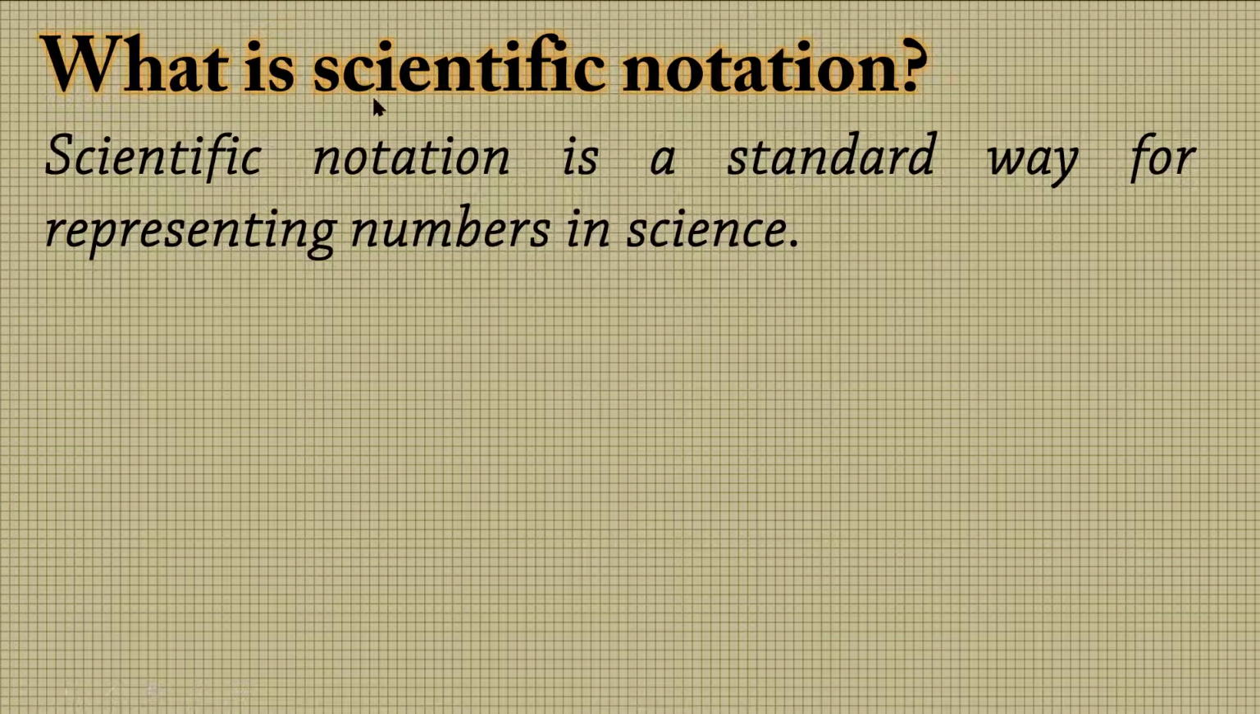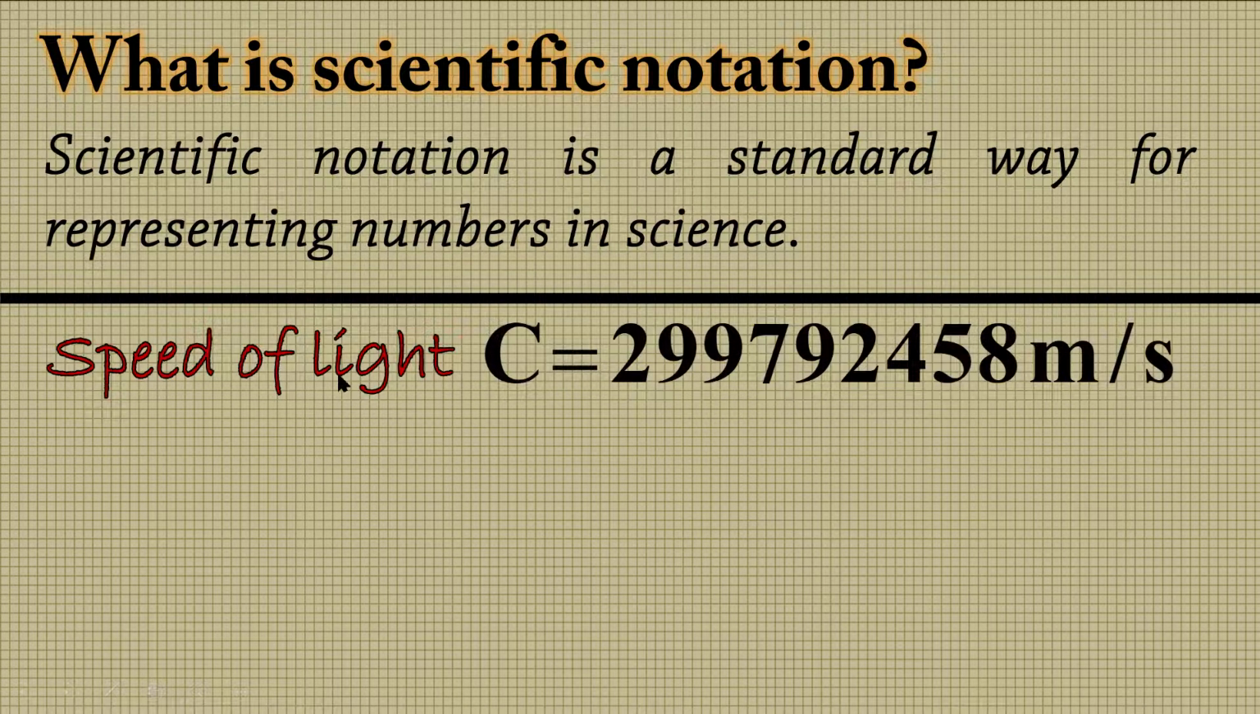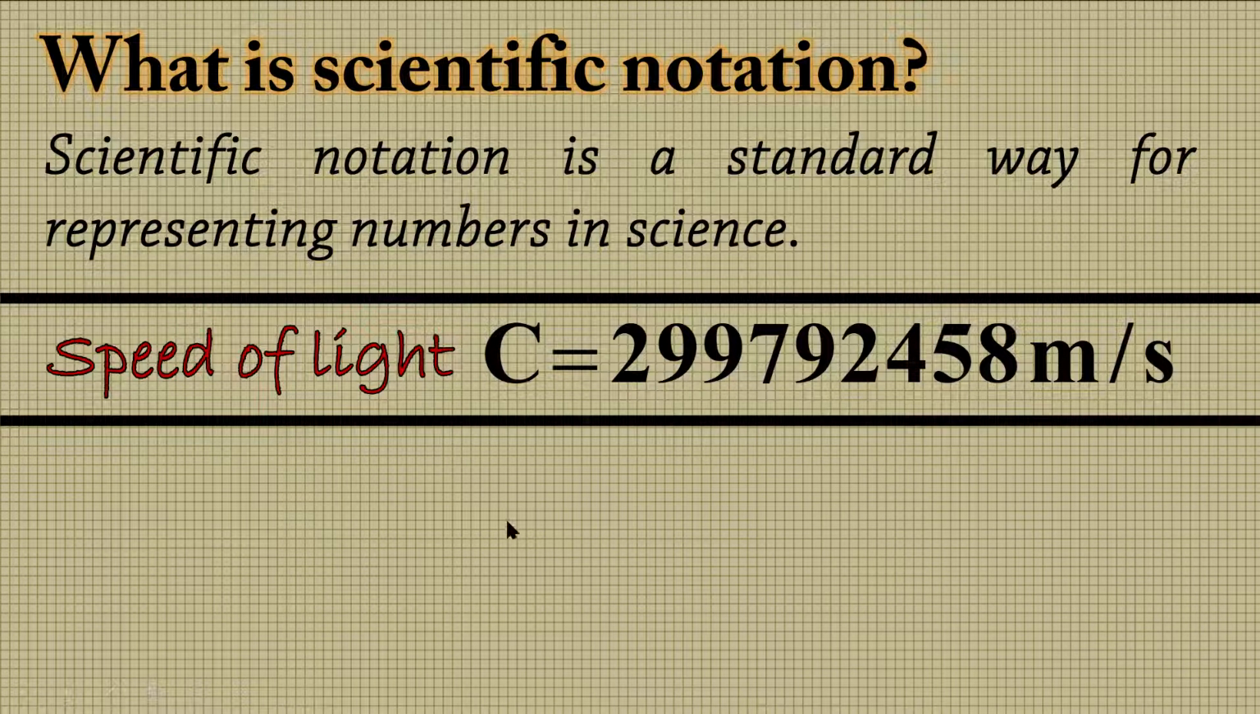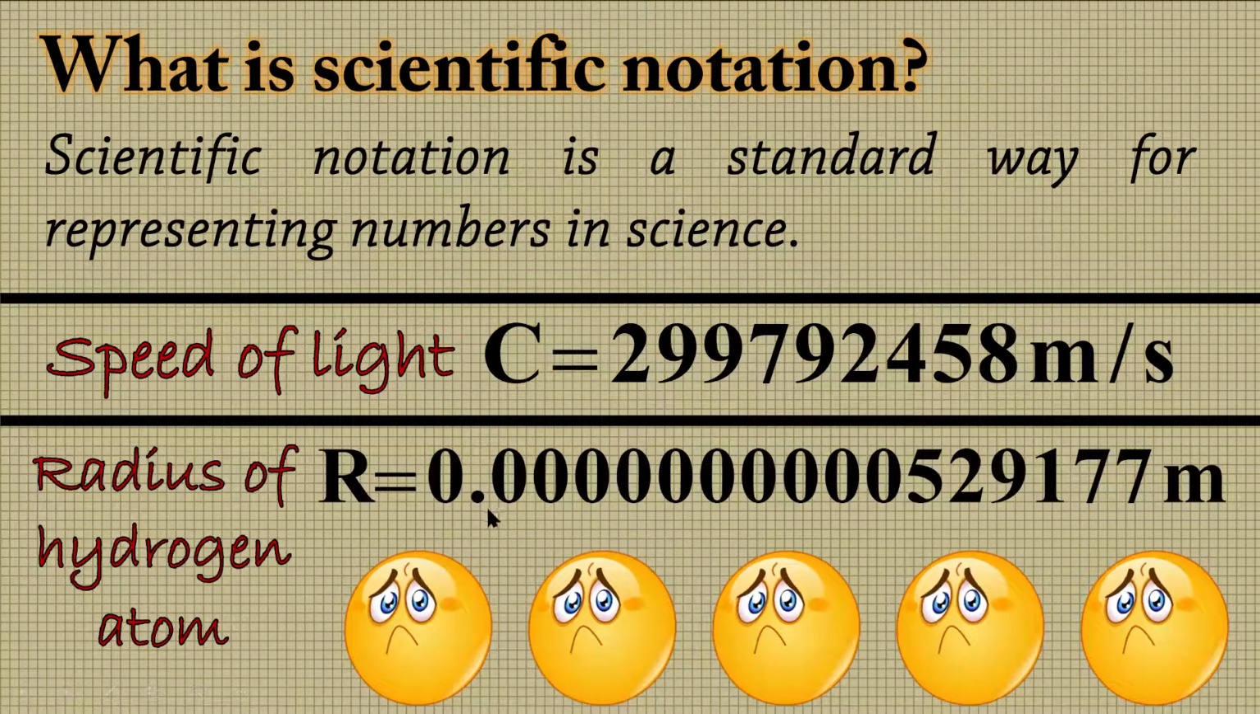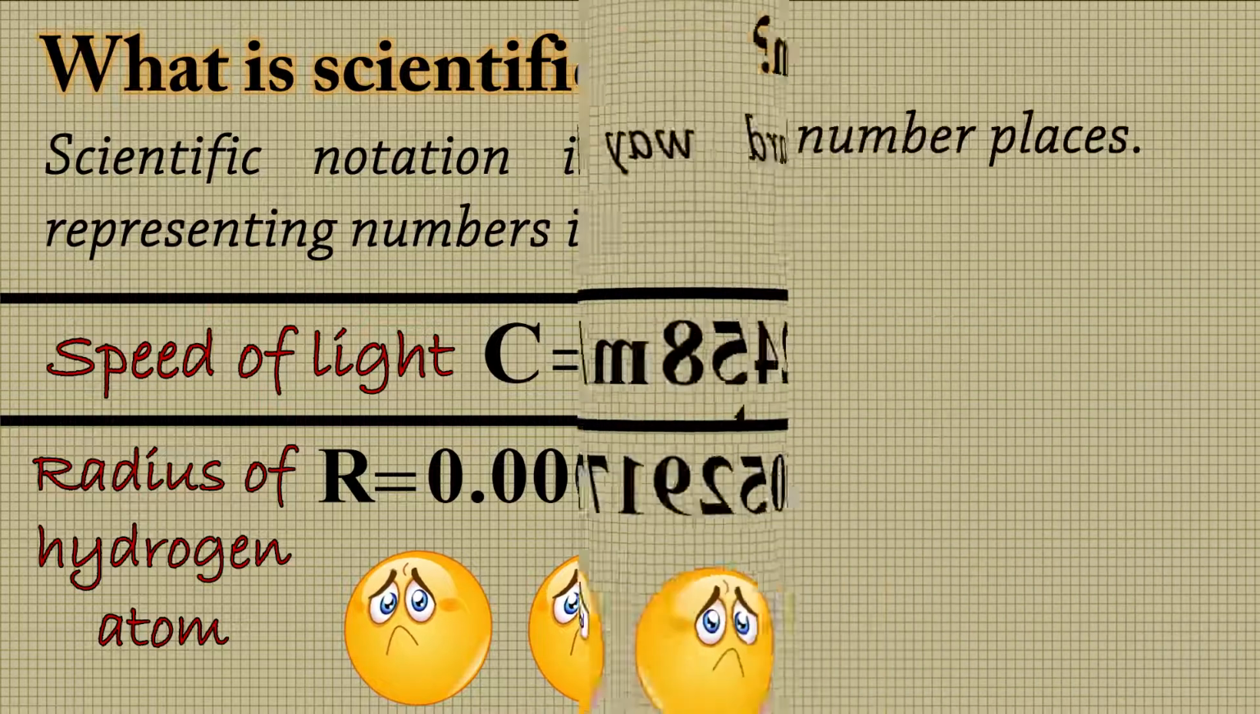Okay, let's start. What is scientific notation? Scientific notation is a standard way for representing numbers in science. For example, based on the measurements, the speed of light is this value in meters per second, or a hydrogen atom has the radius of this. As you see, these numbers are really bizarre and they are not easy to understand. Scientific notation helps you to make them concise and understandable.